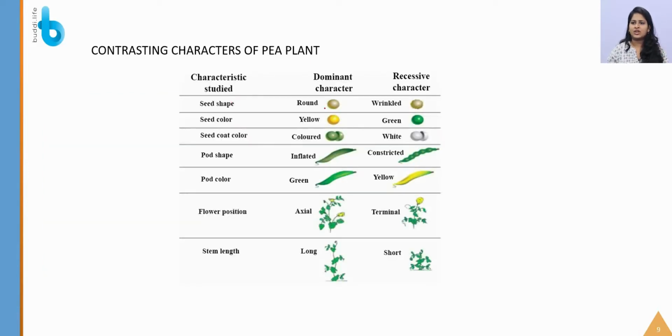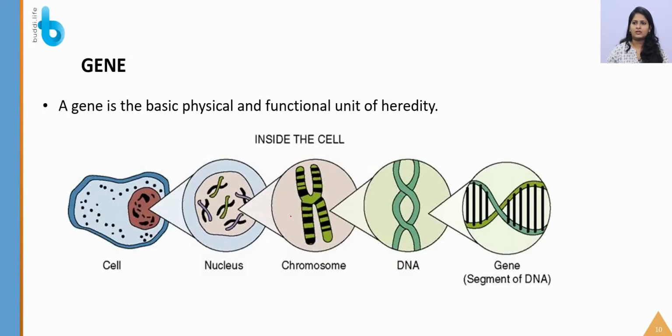So our seed shape, that is round and wrinkled, seed color yellow and green, seed coat color colored and white, pod shape inflated and constricted, pod color green and yellow, flower position axial and terminal, and stem length long and short or even dwarf.